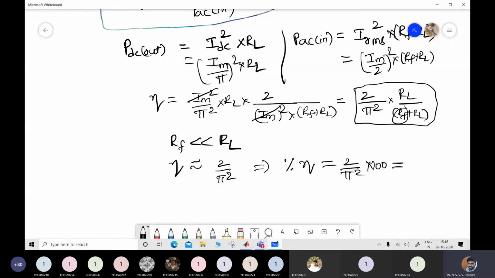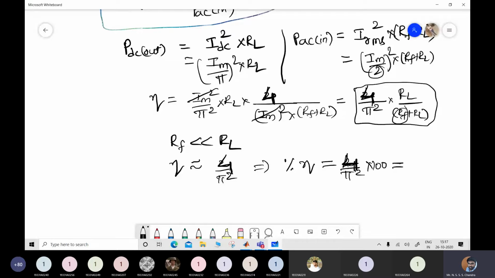Sorry, I think somewhere we have missed something. It is 4 by pi square, not 2. Okay, I forgot to square the 2. So thank you for correcting me. It is 4 by pi square. So it is 4 by pi square into 100.